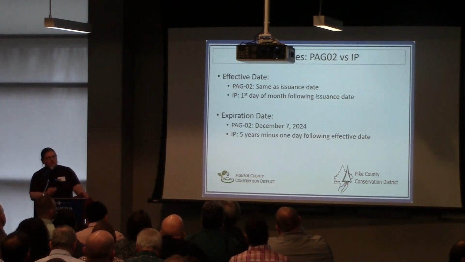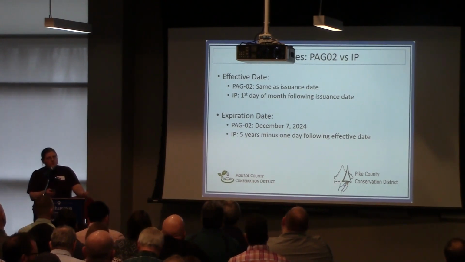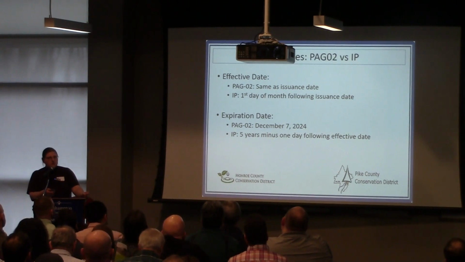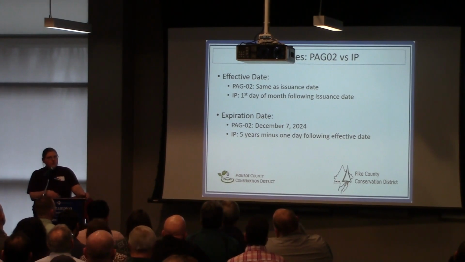One thing I want to swing back around to is the expiration dates and effective dates. This is a little bit new: for your PAG-02, the effective date, when you can actually start construction, is the same as the issuance date. For the individual permit, it's the first day of the month following the issuance date. So say your permit got issued today, the effective date of your permit would not be until March 1st. So that's a little bit of a difference currently.